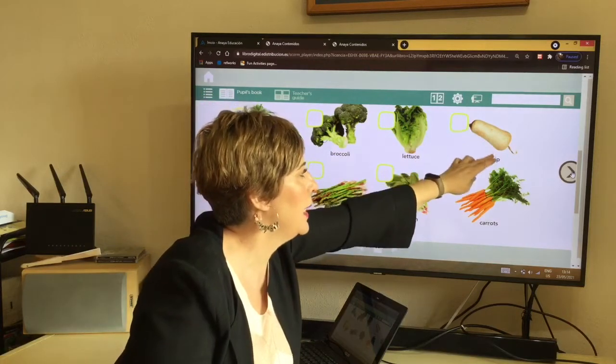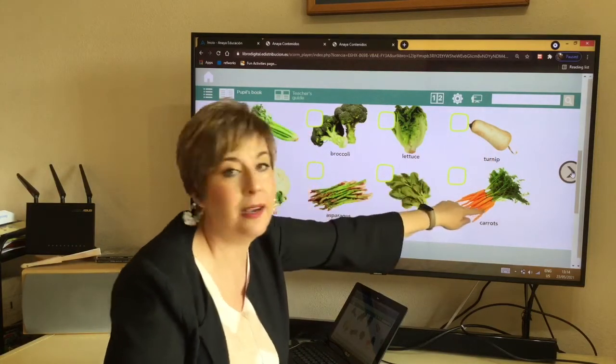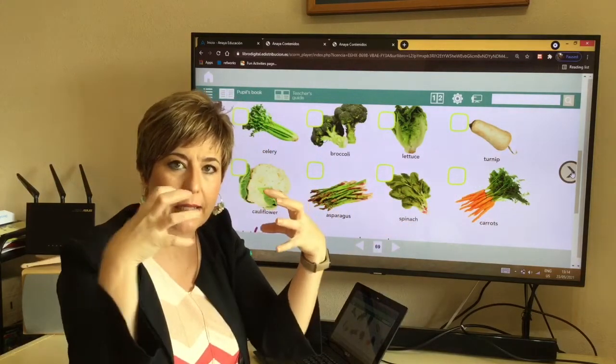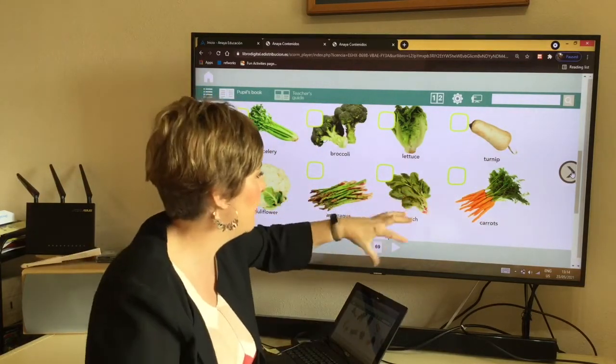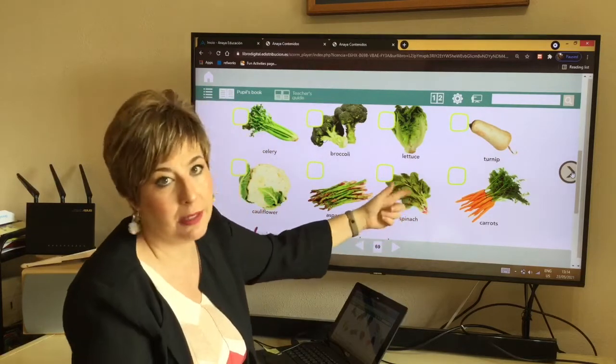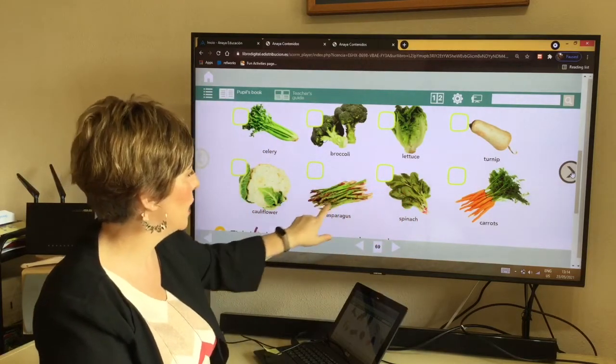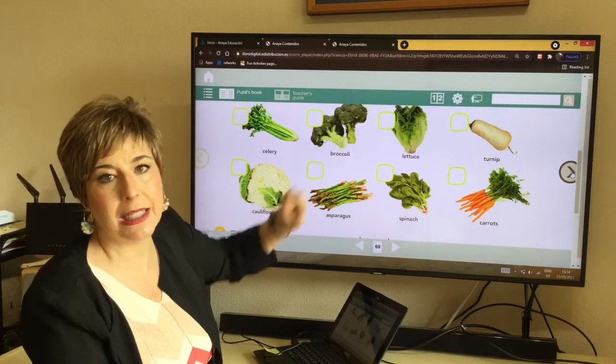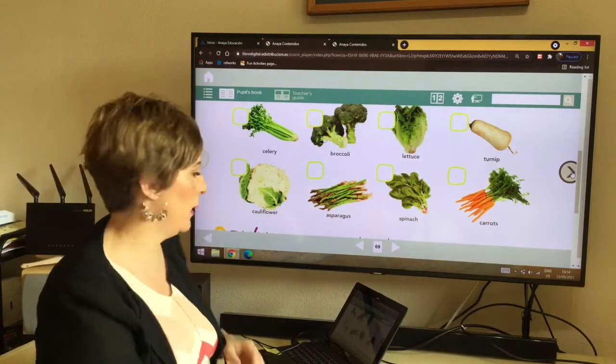The turnip and the carrots are roots. This is a root that is swollen. Spinach, leaves. Asparagus, stems. And cauliflower, like broccoli, we eat the flower.